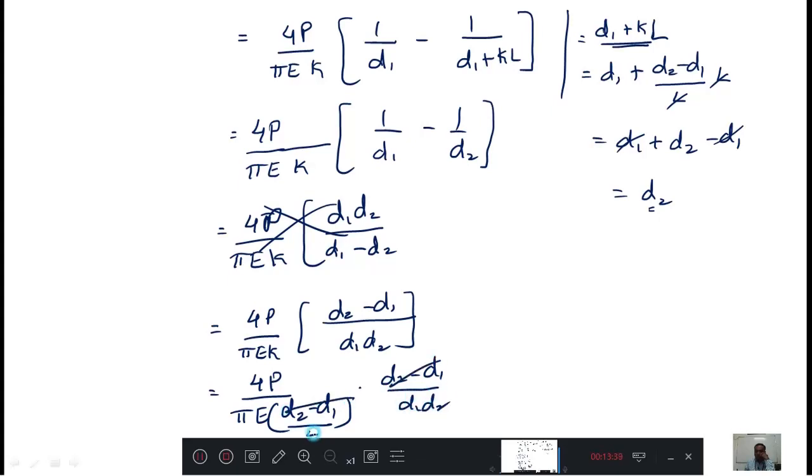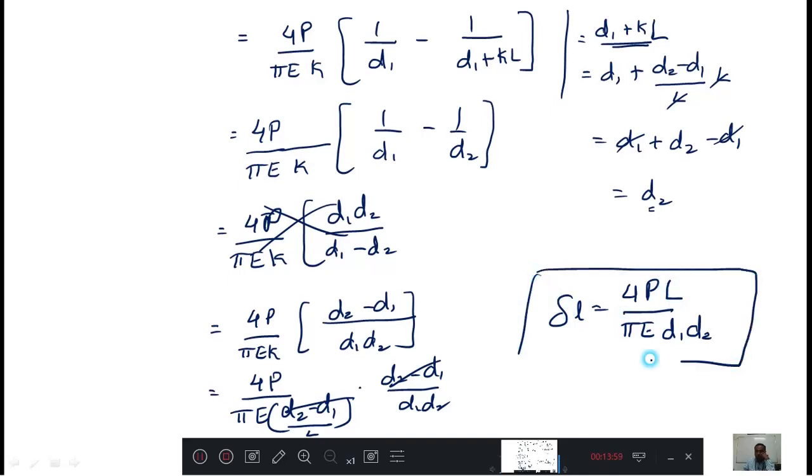This and this cancel. L in the denominator comes to the numerator. Therefore the final answer will be 4PL by pi E d1 d2. This is the expression for elongation due to a circular tapered bar. Thank you very much. In the next class we will derive an expression for a tapered square cross section or rectangular cross section. Thank you very much.